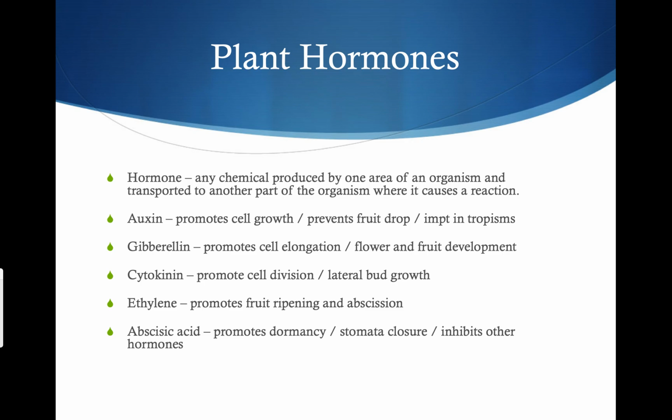A hormone is anything that's produced by one area of an organism and then sent to another, right? So in our human bodies, we produce hormones, and then they're sent to other parts. A lot of chronic illnesses are due to a lack or overproduction of a hormone.